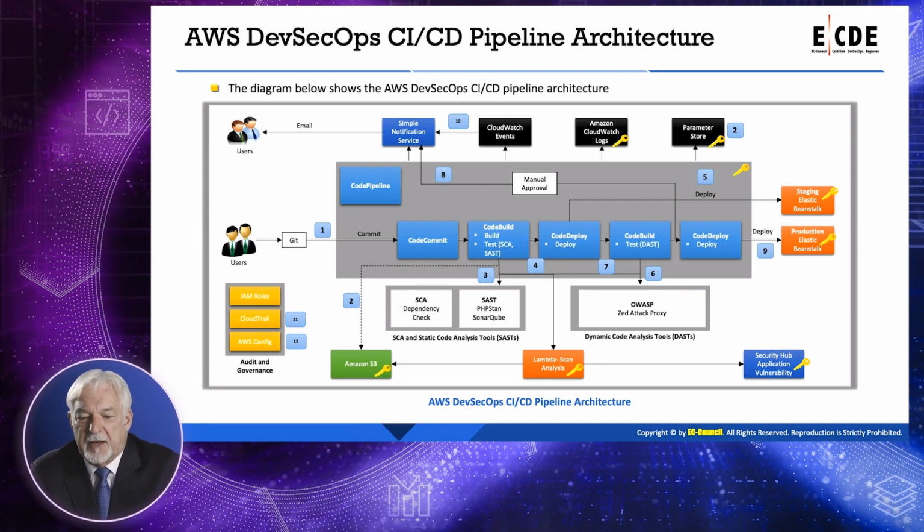AWS CodeBuild compiles source code, runs tests, and produces software packages that are ready to deploy. The CodeCommit. This is source control. It's a service that hosts secure, Git-based repositories. CodeDeploy automates software deployment to a variety of different compute services that are available up in the AWS environment. CodePipeline automates your release pipelines for fast and reliable application and infrastructure updates.